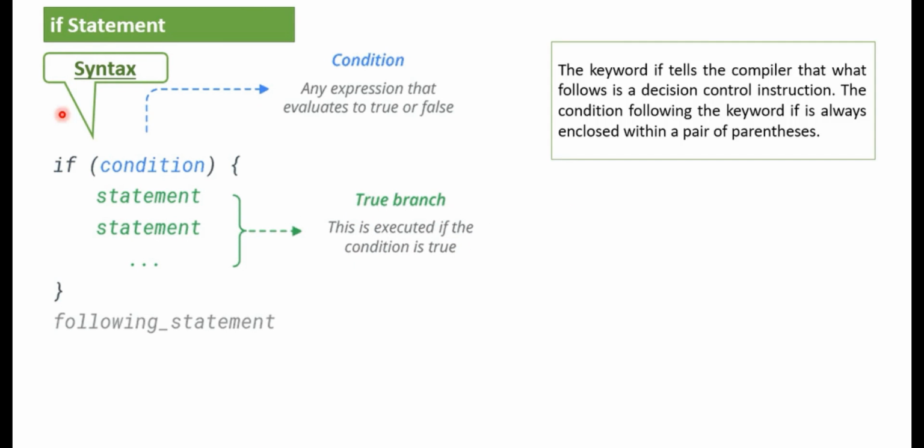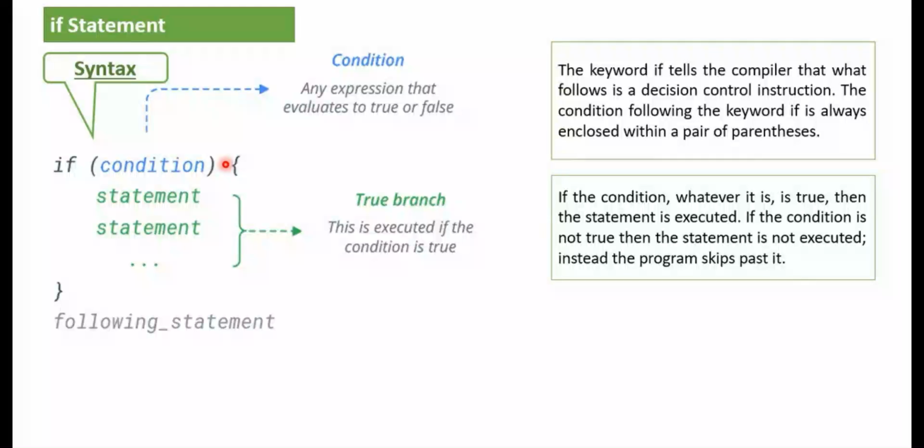The keyword if tells the compiler that what follows is a decision control instruction, and the condition following the keyword if is always enclosed within a pair of parentheses. If the condition is true, then the statement is executed. If the condition is false, then the program skips this statement and jumps to the following statement.